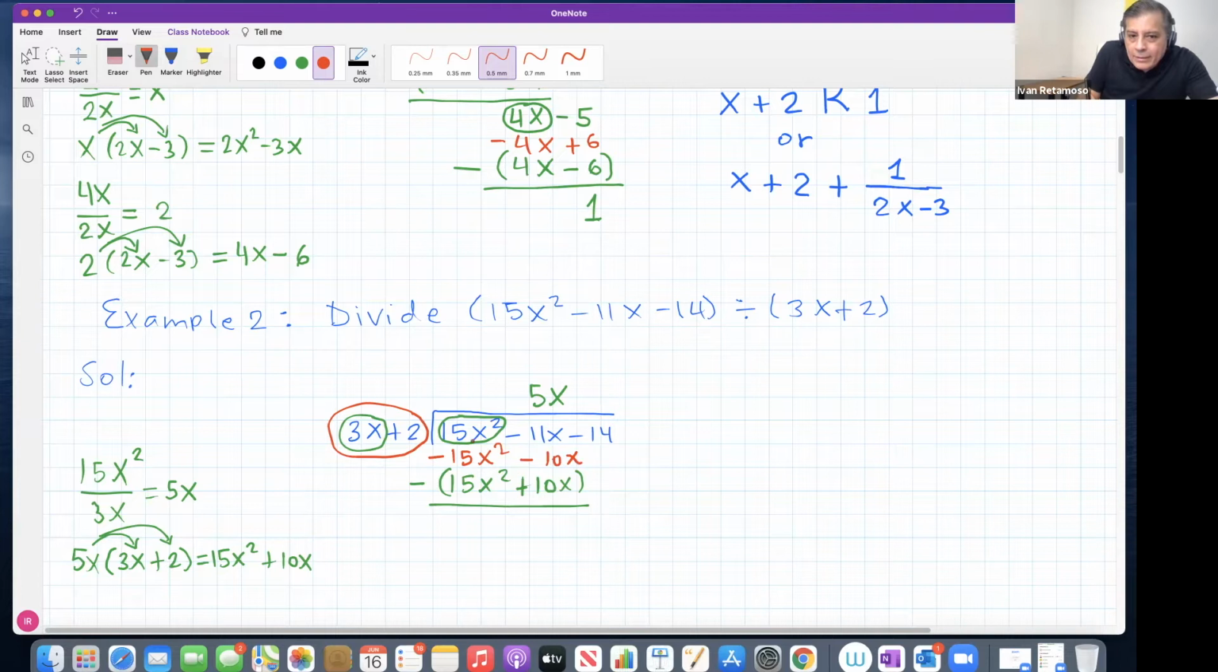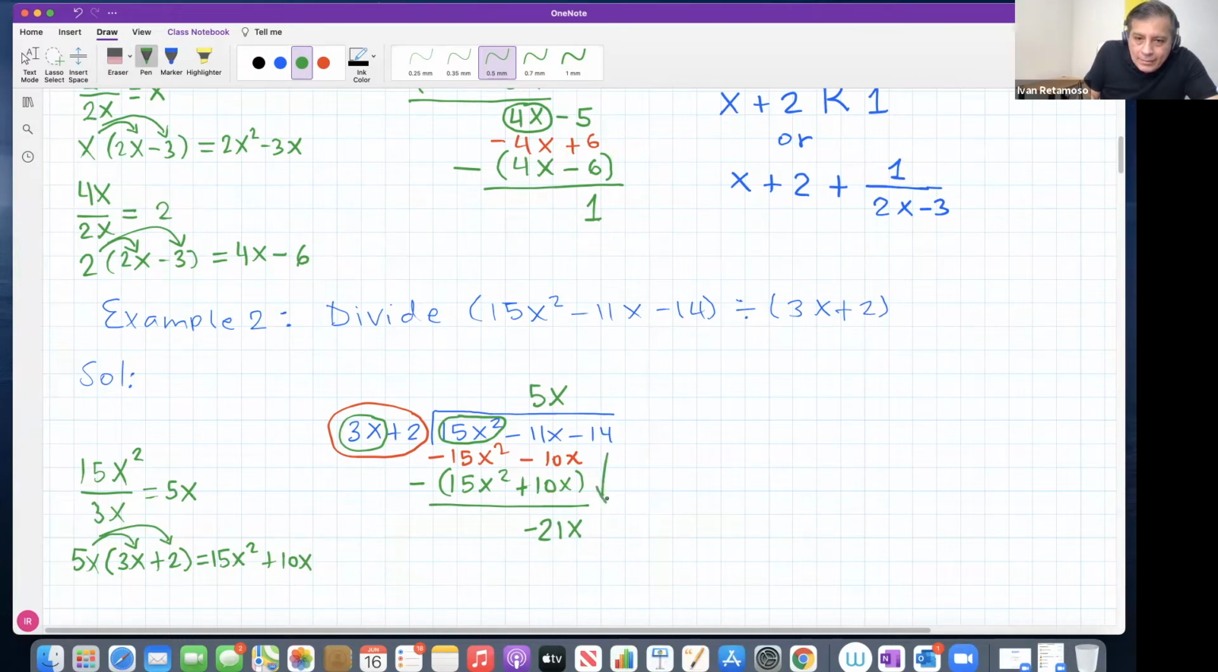I forget about this, I deal with this too. 15x squared minus 15x squared is 0. So it's not a surprise, right? It will always be 0 there. Now, the other term, notice minus 11x minus 10x is minus 21x. This is the difference.